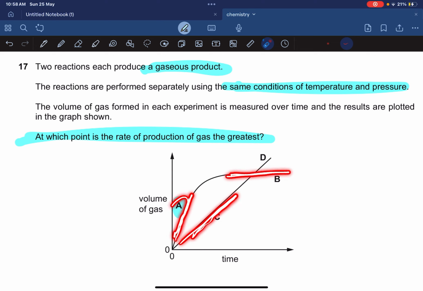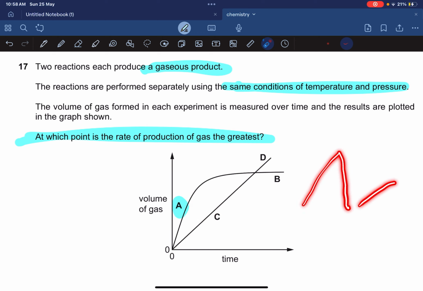Which is the steepest? Obviously A. Look at the steepness of this line and this line. Obviously it's steeper. Steeper means, for example, if you have a hill slope like this and a hill slope like this, which is more steep? Obviously this one, because it has a greater gradient. So that's what you have to understand.